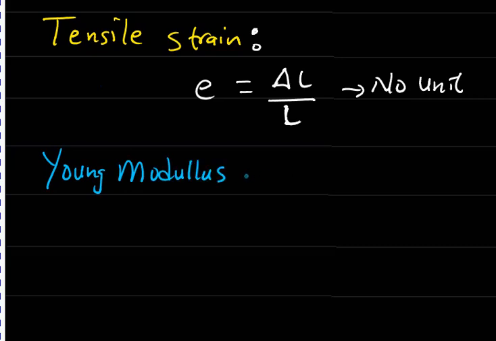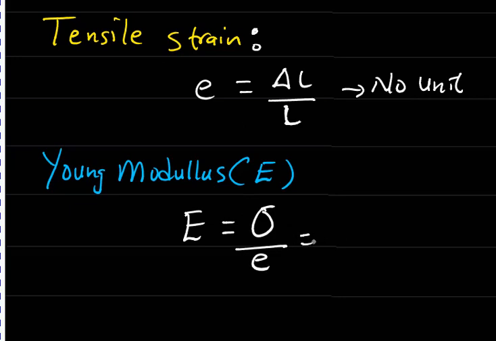Young modulus of elasticity. The symbol of Young modulus is capital letter E. So we now have that Young modulus is going to be equal to the ratio of the stress divided by the strength. That is going to be the ratio of force per unit area divided by delta L all over L.